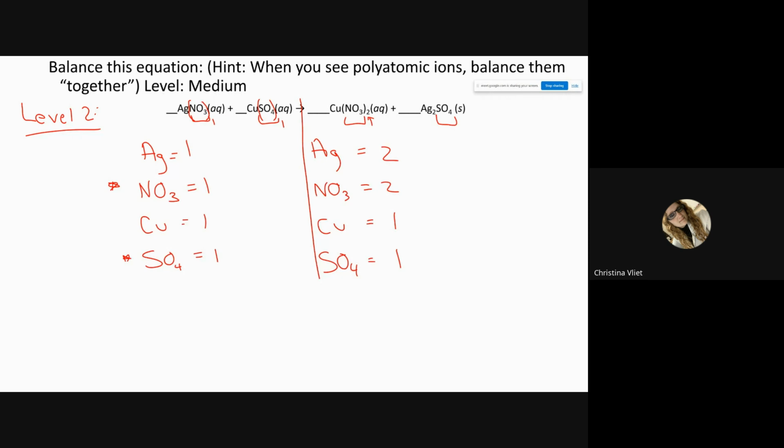What number do I have to put in front of here to make that happen? 2. Perfect. That changes 2 things, the silver and the nitrates. So I've now got 2 silvers, and I've now got how many nitrates? And because I wrote it all out, I can see that this is all done.